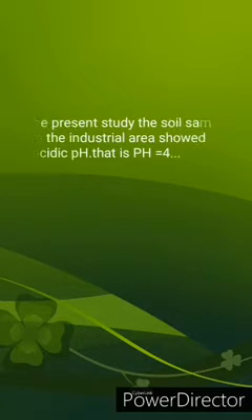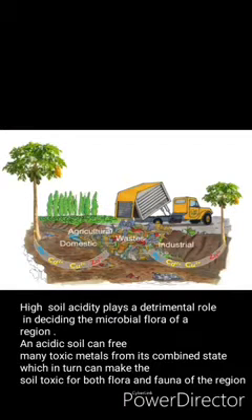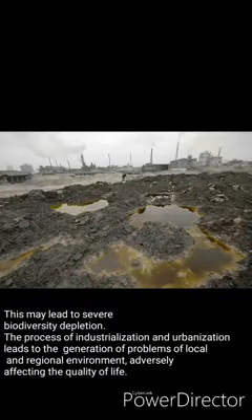In the present study, the soil samples from the industrial area showed an acidic pH, and that is pH equal to 4. High soil acidity plays a detrimental role in deciding the microbial flora of that region. An acidic soil can free many toxic metals from its combined state, which in turn can make the soil toxic for both flora and fauna of that region. This may lead to severe biodiversity depletion.